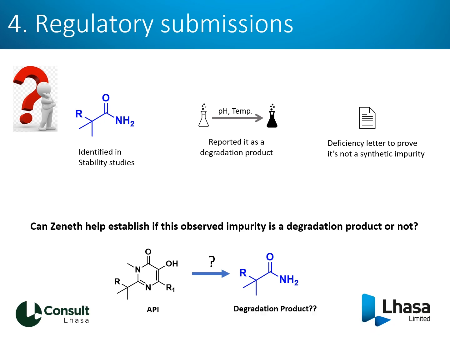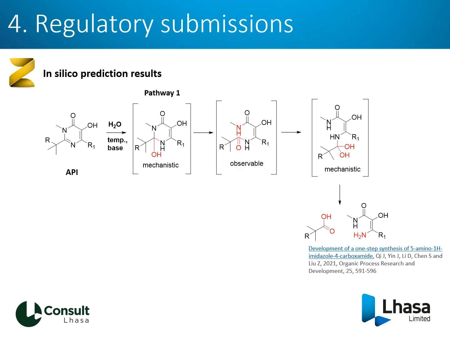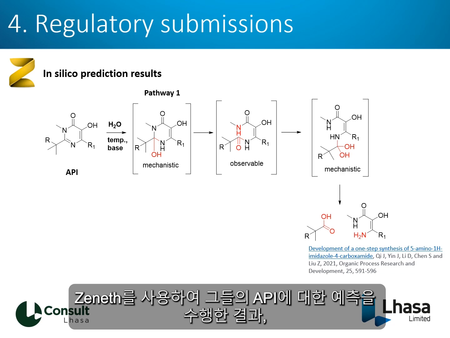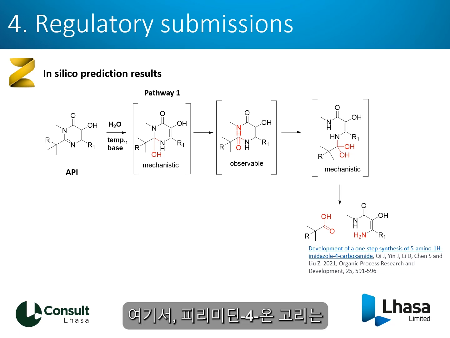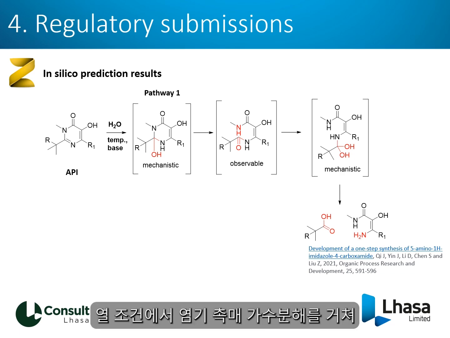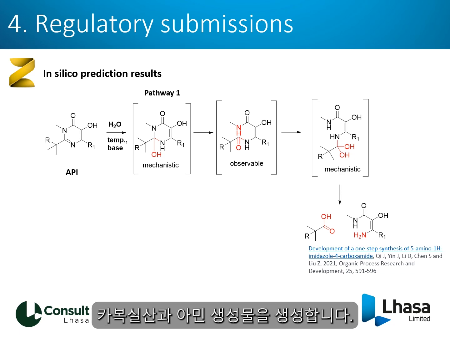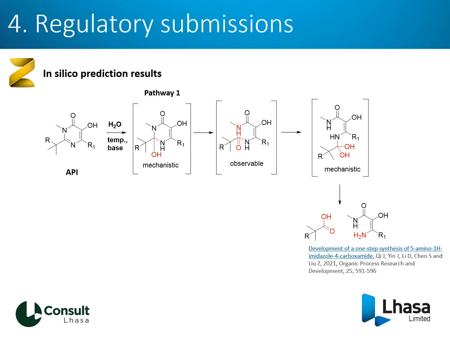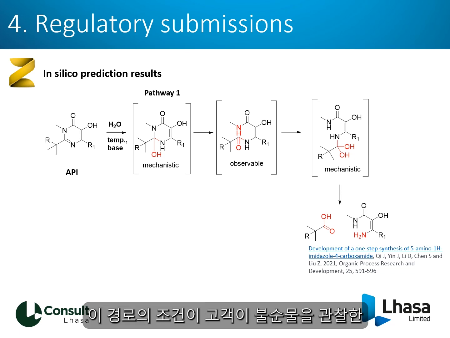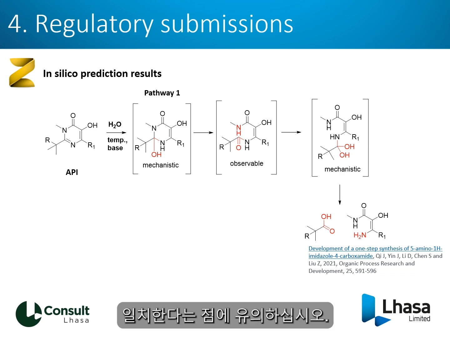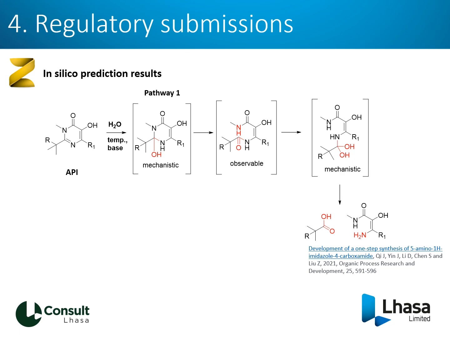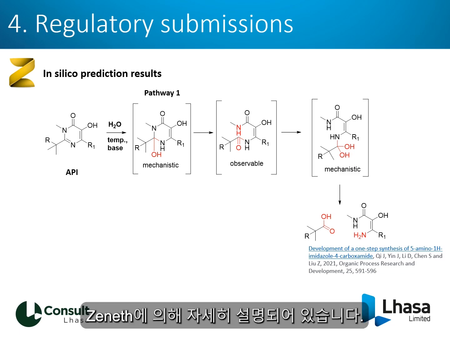Using Zeneth, we ran predictions on their API and noted that this hydrolytic pathway was predicted. Here, the pyrimidine 4-one ring undergoes base-catalyzed hydrolysis under thermal conditions to generate carboxylic acid and amine products. Note that the conditions for this pathway mirror the conditions of the stability study the customer saw their impurity in. The mechanistic steps for this pathway are described in detail by Zeneth. Notably, there is an observed intermediate resulting from ring opening.